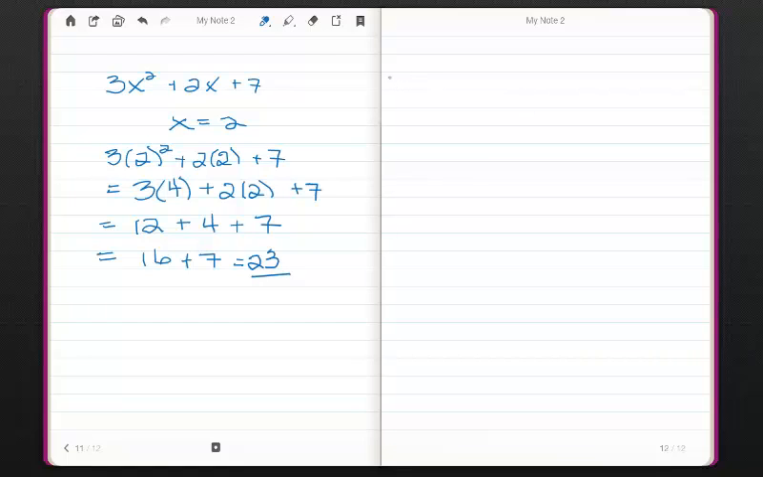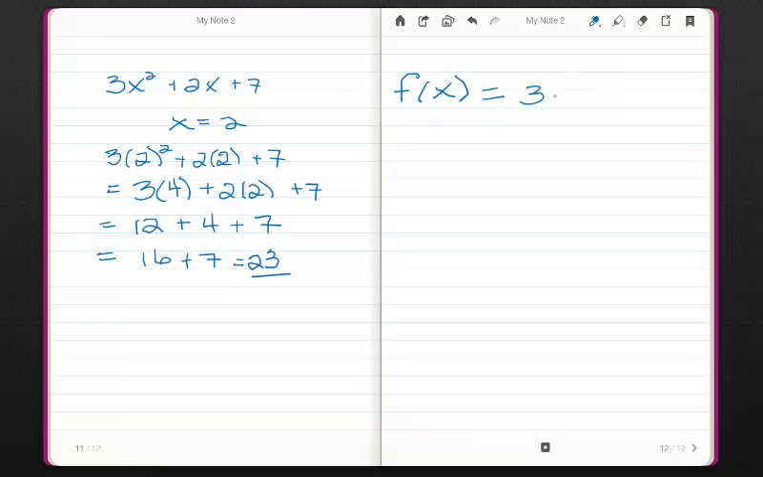Now another way that these expressions are written is in function notation, and I just want to remind you of function notation. So here, let's say we have f of x, and it doesn't have to be an f, it could be a g or an h, but this means that this is the function of the variable x equals 3x squared minus 5x.